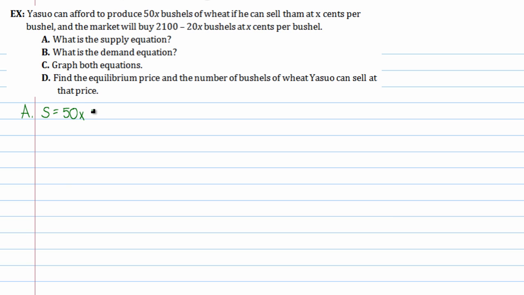Of course, the more that a bushel costs, the less that people are going to demand, but still, that's the supply equation. The demand equation is actually the other one. What's demand? Well, the market is willing to demand 2100 minus 20x bushels. So if a bushel costs 10 cents, then the demand will be 2100 minus 20 times 10, or in other words, 2100 minus 200, which equals 1900 bushels.